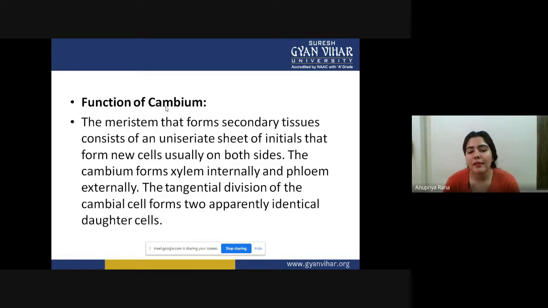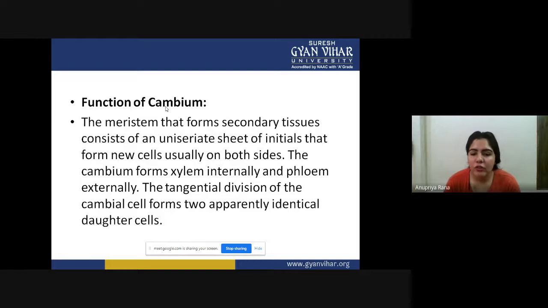That's why the basic nature of this cambium is meristematic. Meristematic cells always divide, and when they divide in the case of cambium, they make a uniseriate sheet of initials that form new cells on both sides, towards the inner side and towards the outer side. So when this cambium divides, it forms xylem internally and phloem externally. This is called the tangential division.